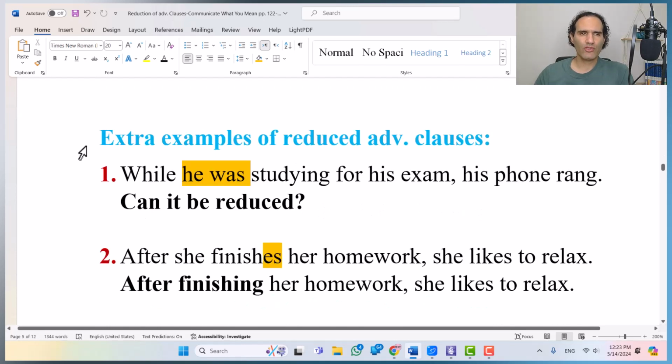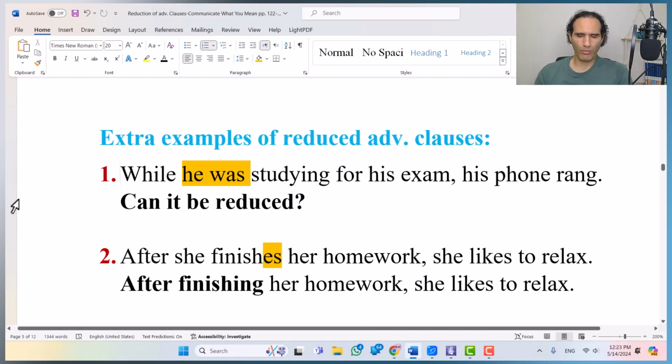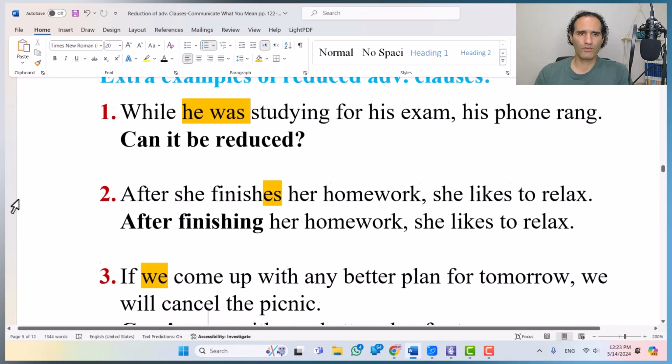And now some extra examples of reduced adverb clauses, because I know how important examples are to set the grammar point in your mind. Now here it says, while he was studying for his exam, his phone rang. Can it be reduced? Subjects are the same? No, different. His phone, he. So I'm afraid that this one cannot be reduced.